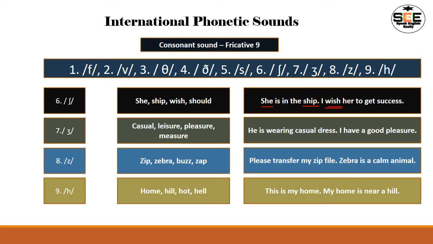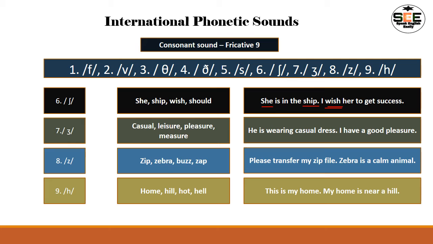So let's come to number 7 in fricatives. It is written as /ʒ/ between slashes, and it is producing the "zh" sound. It is not z, it is not j, it is zh. For example, some words: casual, leisure, pleasure, measure.